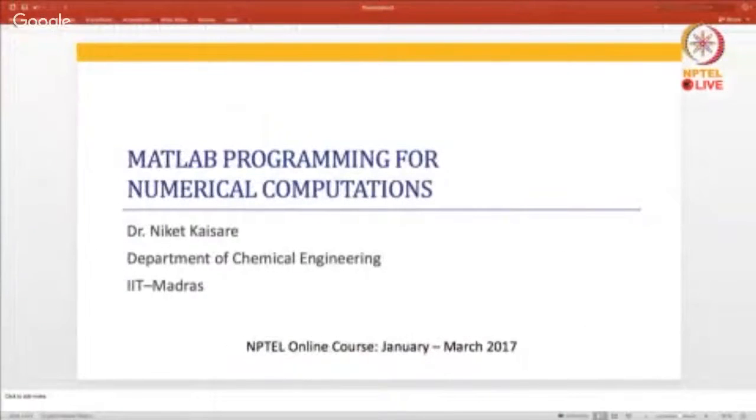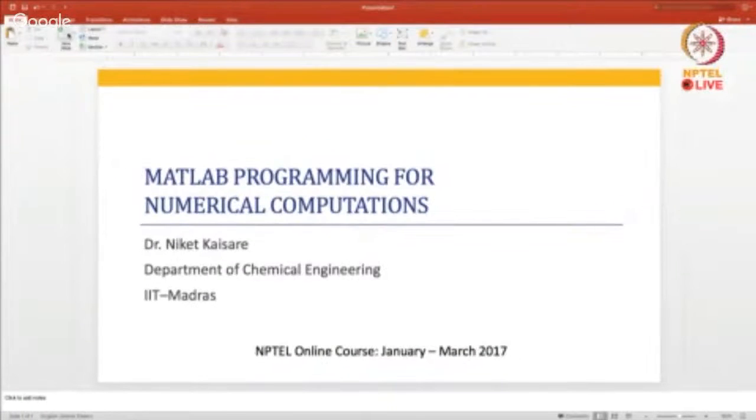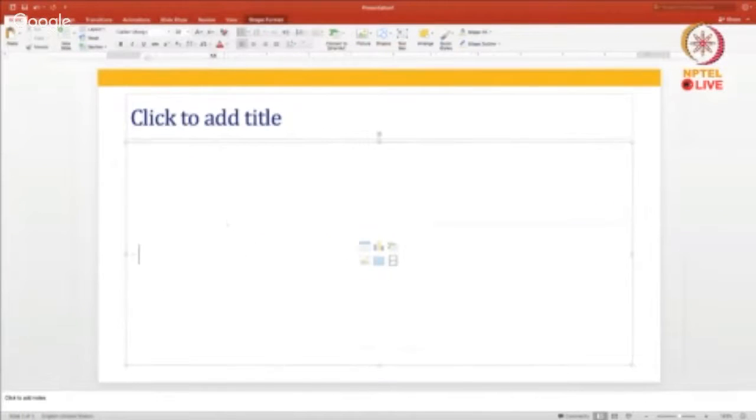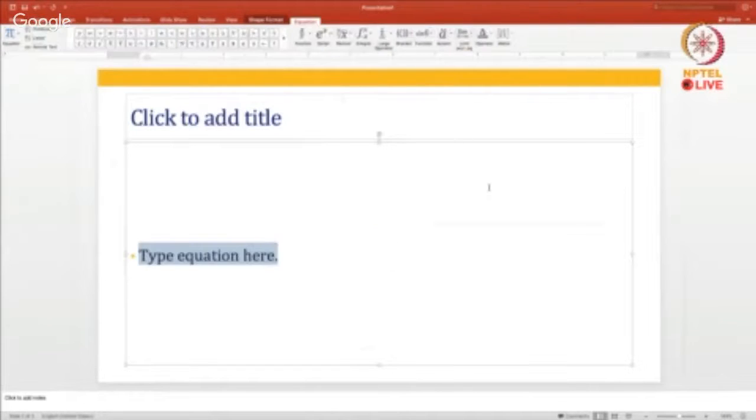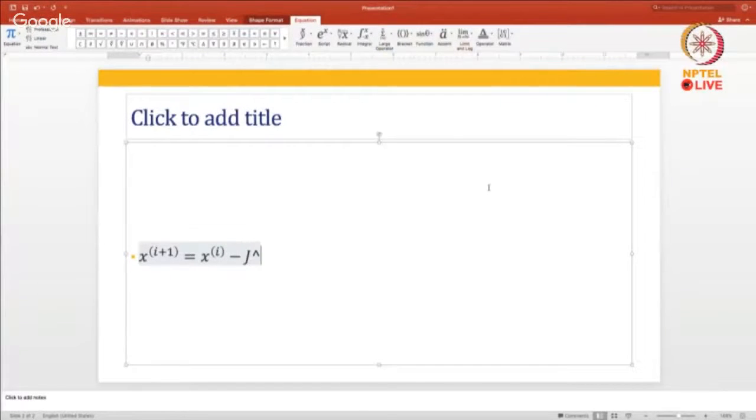So let me write this. Insert equation: x_{i+1} equal to x_i minus Jacobian inverse f of x.